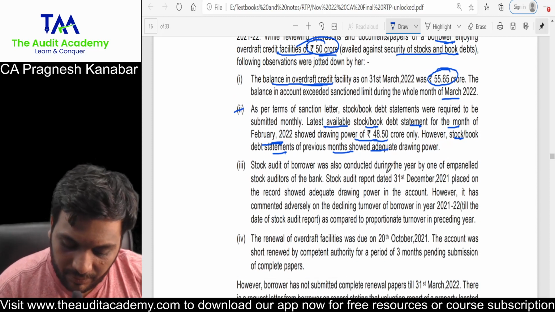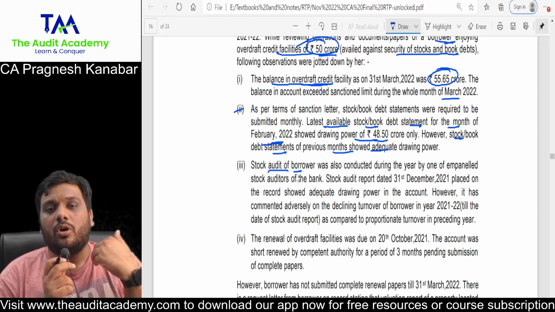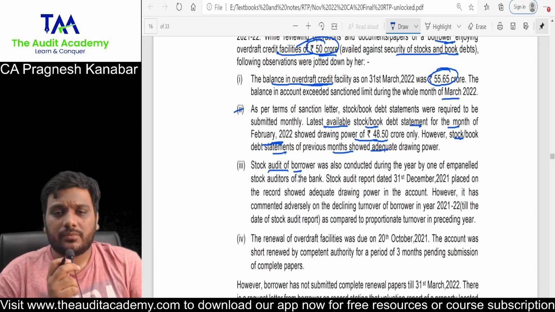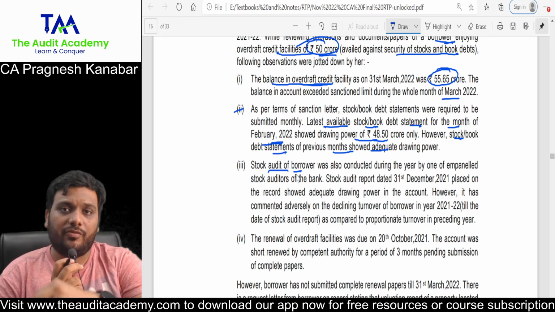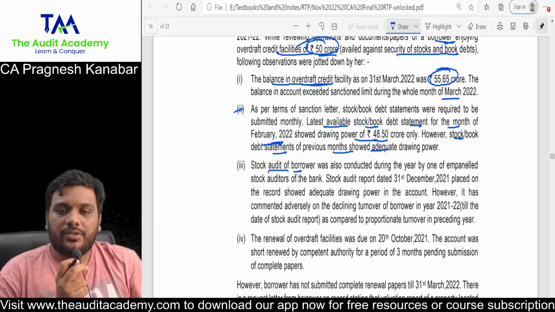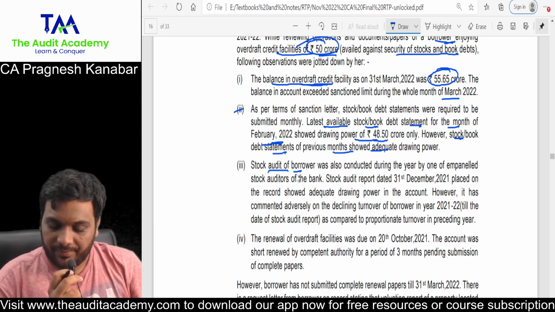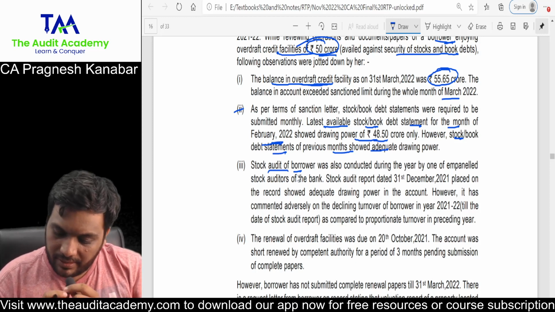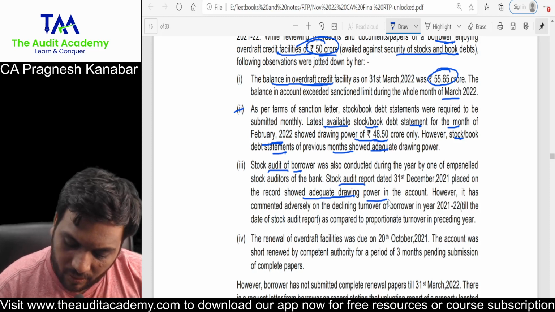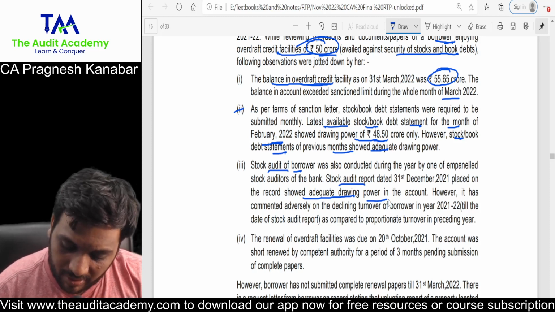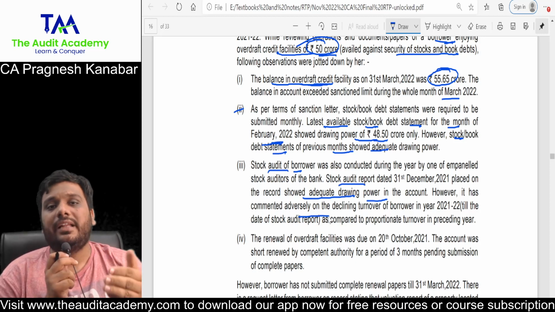Okay, now there was a stock audit of the borrower. Obviously, the borrower is enjoying credit limits in excess of 5 crores, so there will be a stock audit whereby the bankers will send their officers to the premises of the borrower. In that stock audit, we understand that even the stock audit report has said that there is adequate drawing power in the account and there is no problem. However, there are some adverse comments on the declining turnover.